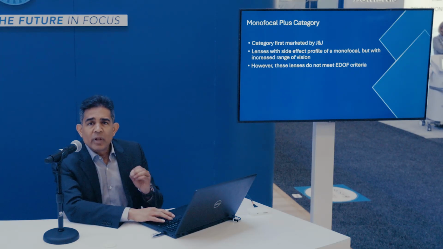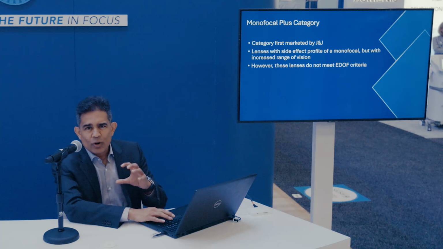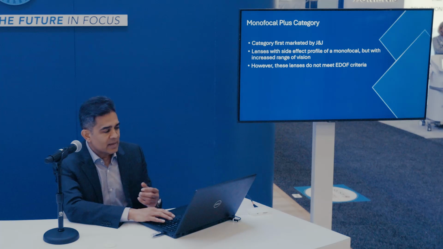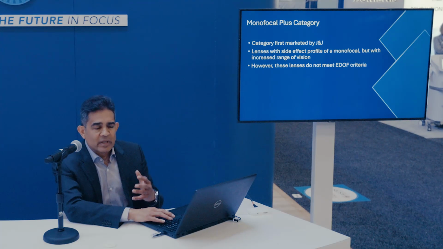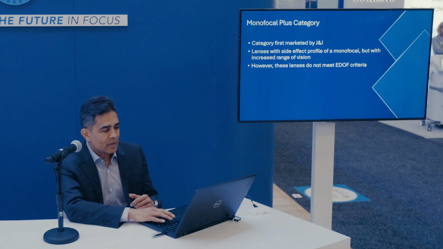The monofocal plus category was first marketed by Johnson & Johnson. Basically this category meant that there would be lenses with the side effect profile of a monofocal lens, but with increased range of vision. These lenses, however, did not meet the EDOF criteria that was established by the FDA.